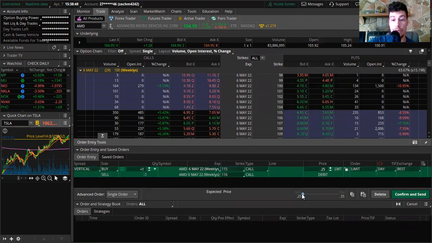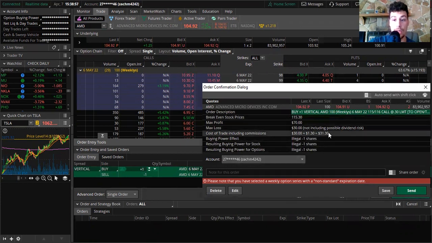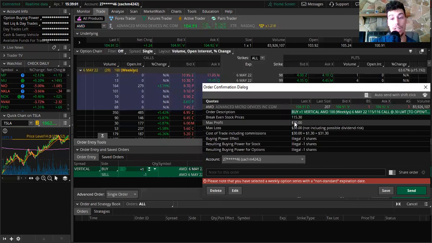This is going to cost you anywhere from $25 to $35. All right. Let's just put it right here in the middle, and let's look at the play real quick. Okay. So for this play, for every $30, you have a max profit of $70. So that's over 100% profit potential in the play currently, right?